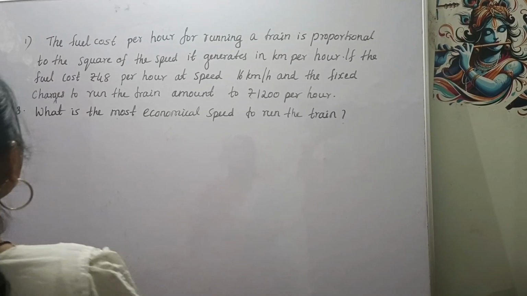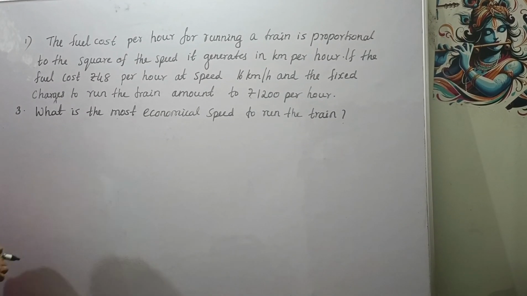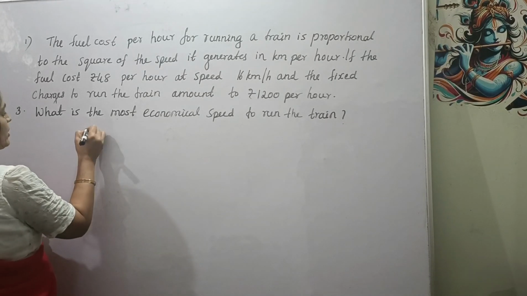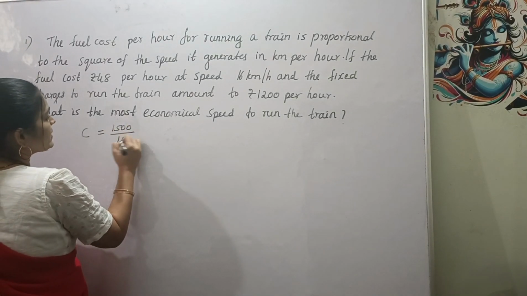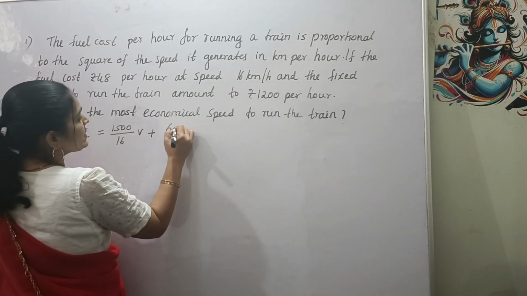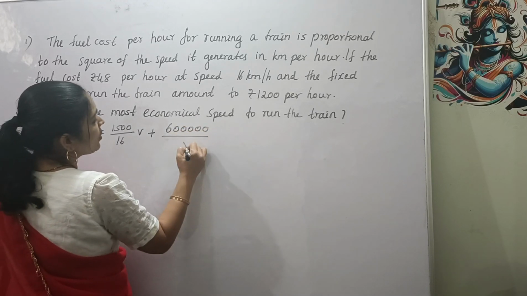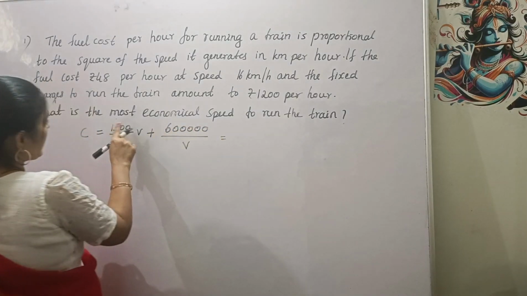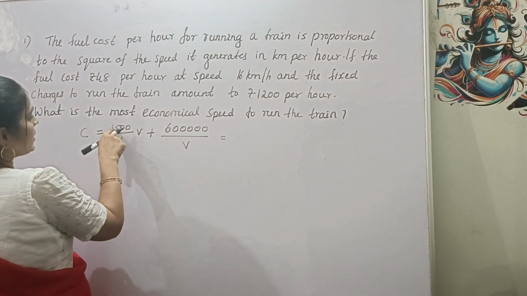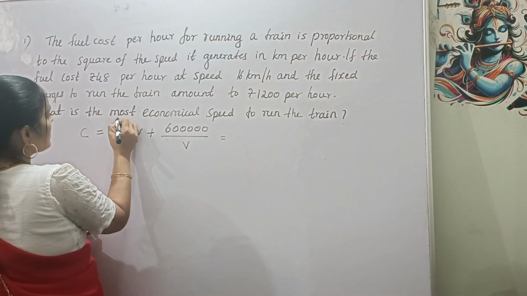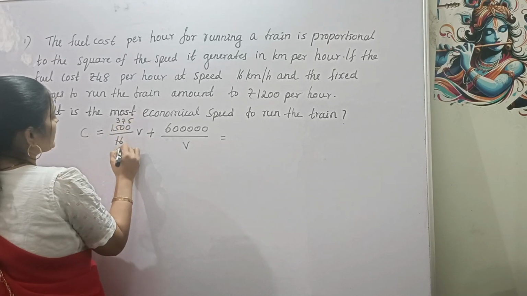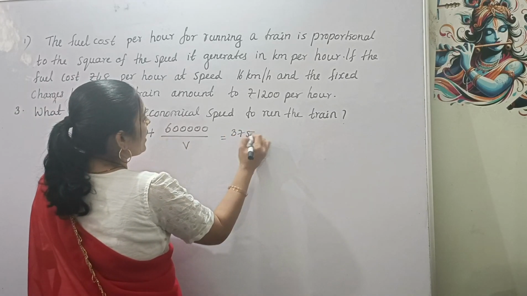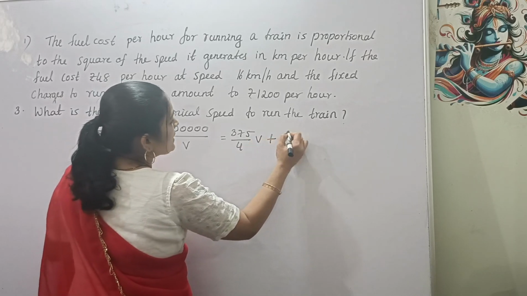Third question: what is the most economical speed to run the train? We have the total cost of the train. Total cost C is equal to 1500 divided by 16 v plus 6 lakh divided by v. Now this can be reduced: 4 4s are 16, 4 375s are 1500. So 375 divided by 4 v plus 6 lakh divided by v.